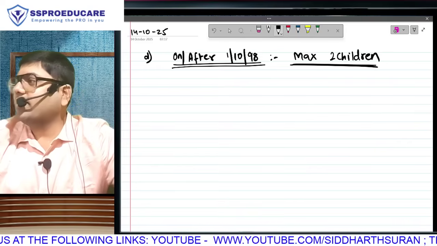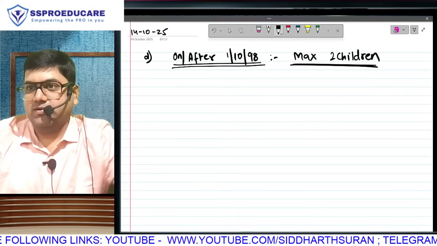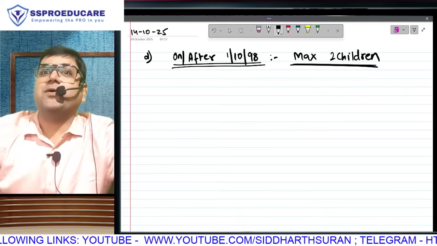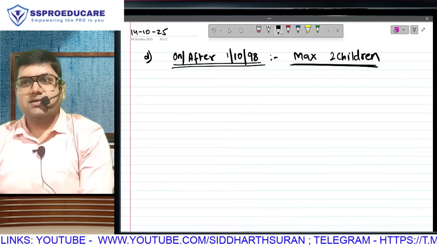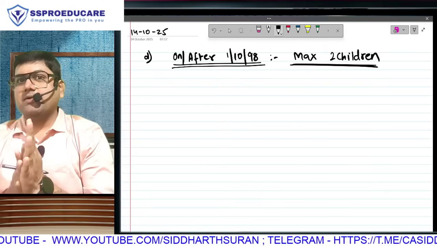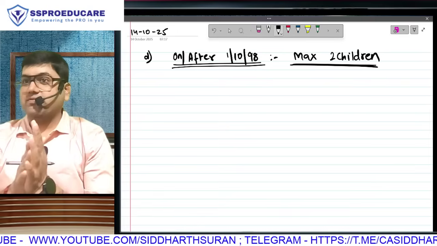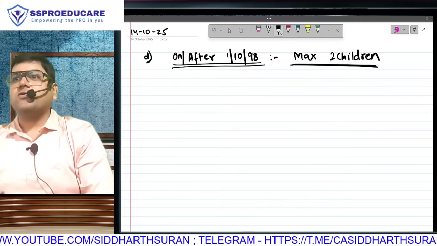No. You can take how many? As many. You can take your neighbor's children also, considering them your own. But for exemption purposes, we will count the ticket cost of only 2. You understand? So on 1st October 98, they brought this restriction. Maximum 2 children. But wait, there is a problem in this story with Vishwaraj. Before this amendment, he already has 5. So what to tell them?